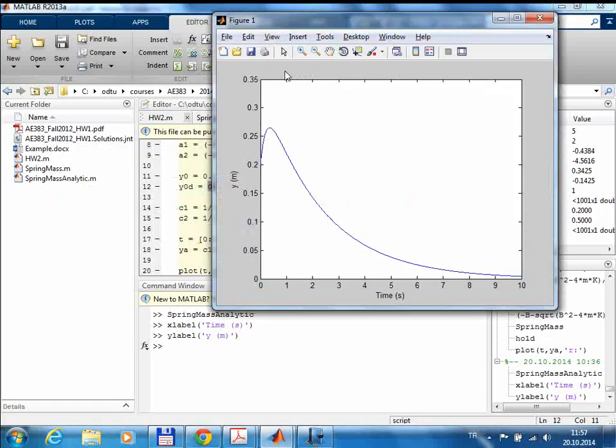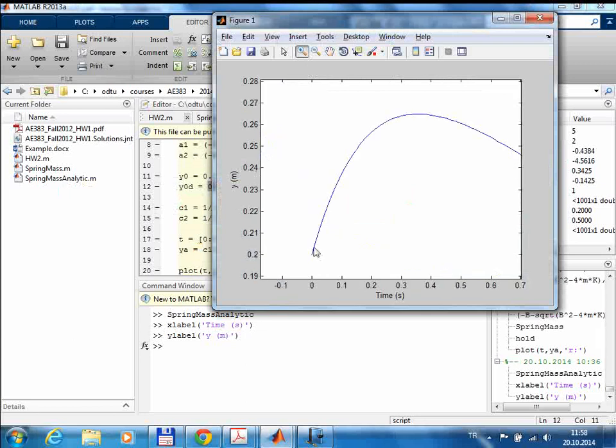If you look at the graph here, the initial speed must be 0.5 meters per second. So if you take a look at the slope here, you should find 0.5 meters per second.